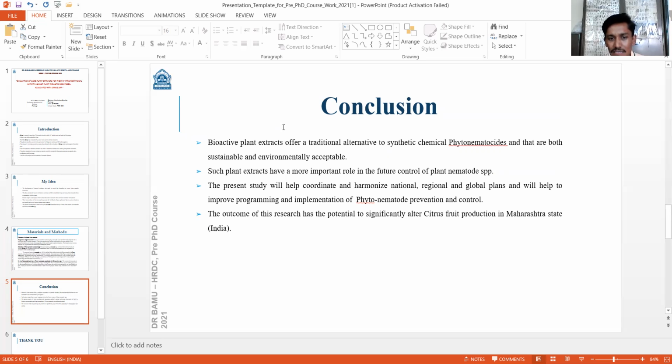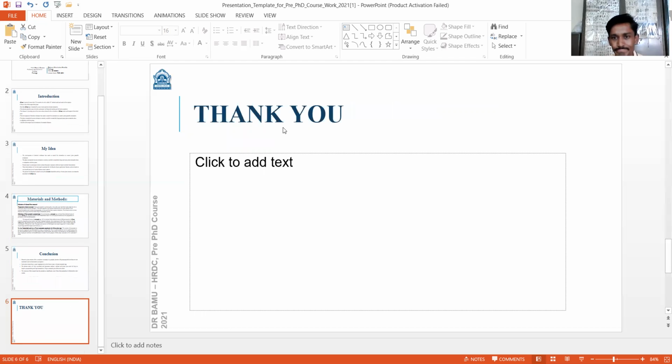The outcome of this research has the potential to significantly alter citrus fruit production in Maharashtra state. Ultimately, it will directly or indirectly benefit the farmers and the growing economy of this country and other countries also. So this is my topic.